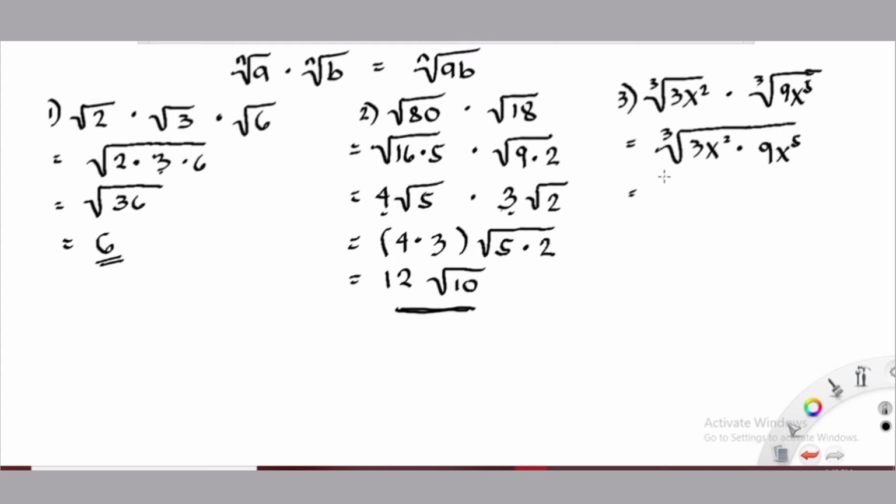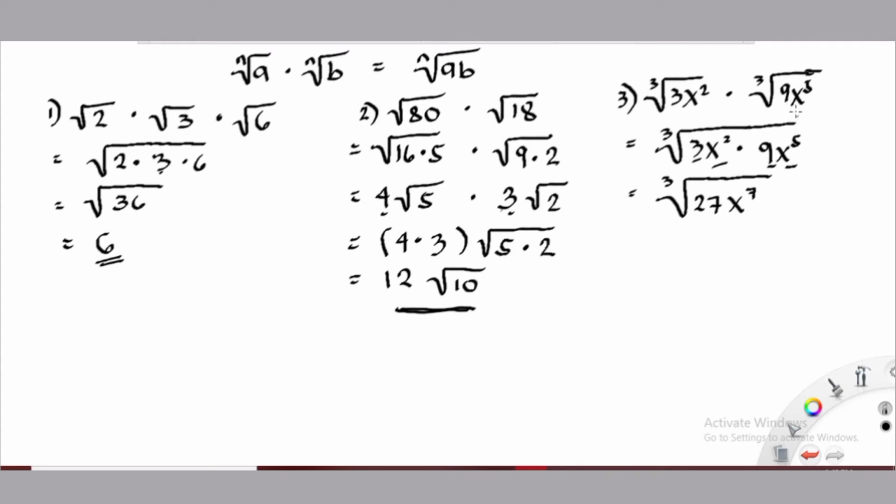Okay, continue. We're going to have the cube root of, so 3 times 9, multiply na natin ito. 3 times 9 is 27. And then x squared times x to the 5th power. I hope that you still remember the law of exponents. So, since same ang ating base, which is x, we will just copy x and then we add the exponents. 2 plus 5, that will give us 7.